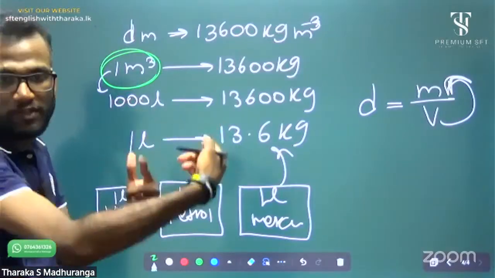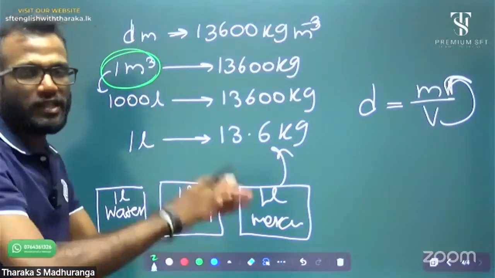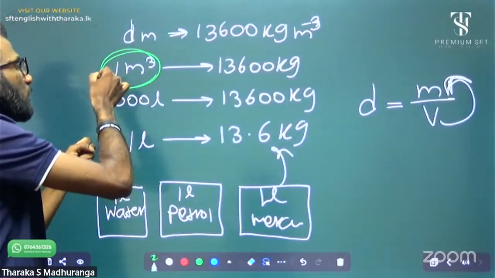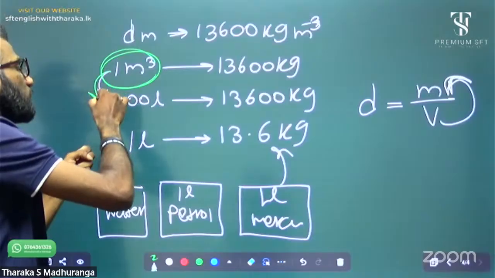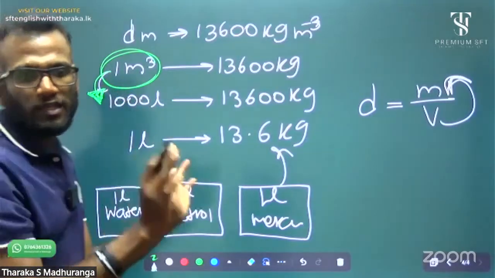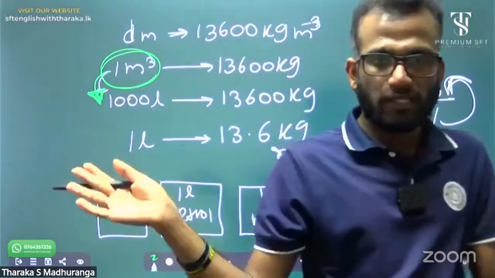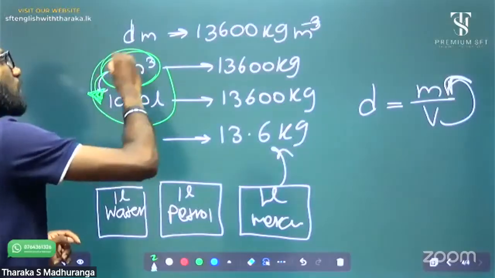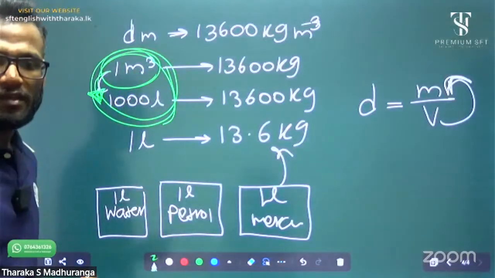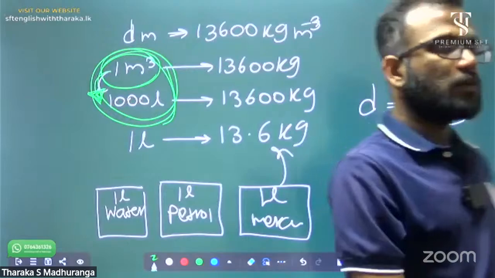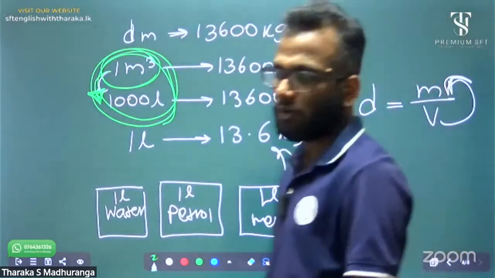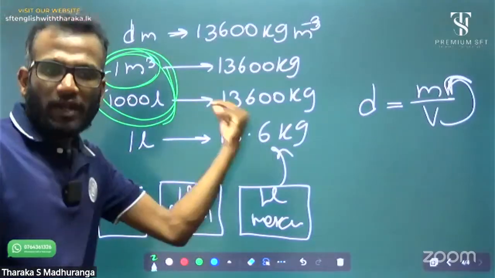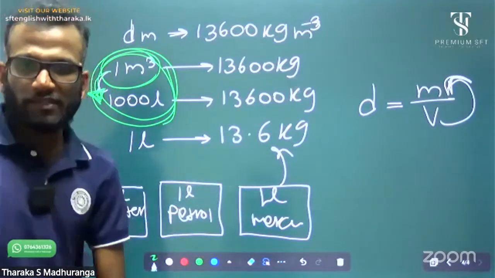The density is always given in the exam. The density of water, the density of mercury, they are given. But you can understand that 1 cubic meter of any liquid is always 1000 liters. That does not change. Please note down: 1 cubic meter of any liquid is always 1000 liters. To calculate the mass of 1 liter, you need the density. Yes, it is given in the exam.